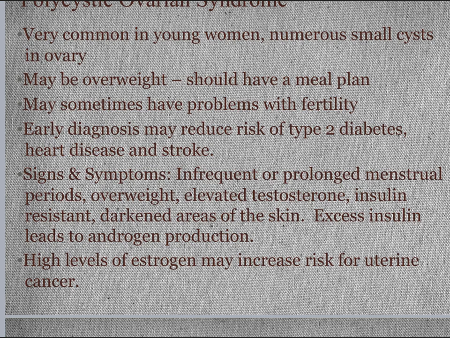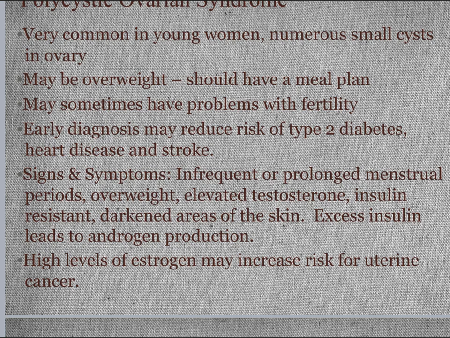If you have PCOS, sometimes you might have problems with fertility. You might also see an early diagnosis, which may reduce the risk of type 2 diabetes, heart disease, and stroke. There are some signs and symptoms: infrequent or prolonged menstrual periods, being overweight, elevated testosterone levels, insulin resistance, and darkened areas of the skin. Now, with excess insulin, this can lead to androgen production, which can also increase your chance of having polycystic ovarian syndrome.